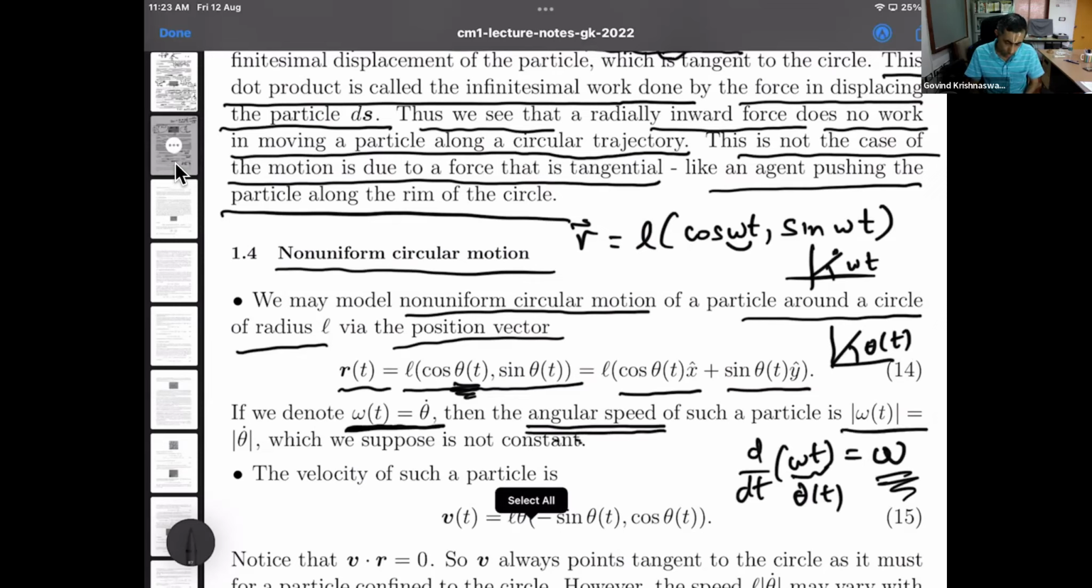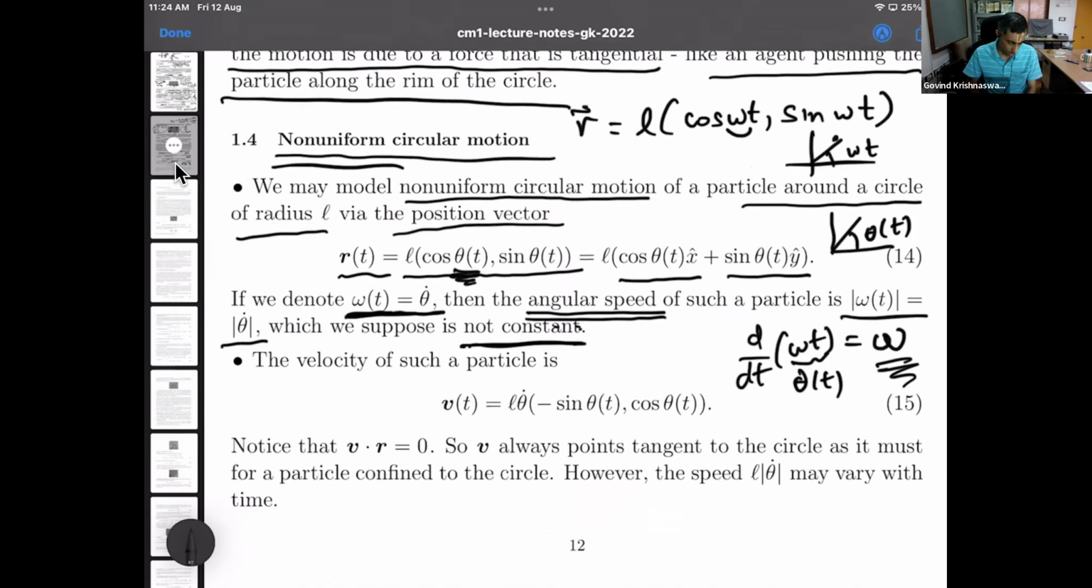Now its magnitude, of course, is given by the magnitude of theta dot. The over dot, of course, stands for time derivatives. Now, if the motion is non-uniform, this quantity is no longer a constant.